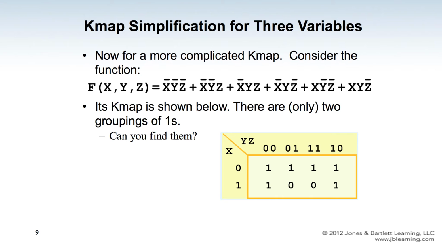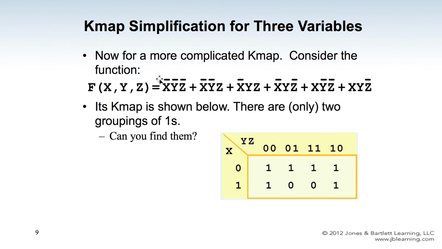Now consider a more complicated Kmap. So consider the function f of x, y, z equal to x naught y naught z naught, x naught y naught z, x naught y z, x naught y z naught, x y naught z naught, and x y z naught. Okay, so basically that's 3 variables. So we're going to need to construct a Kmap of 3 variables right here, and then we're going to fill the Kmap with the value 1 for each term representing the function right here.